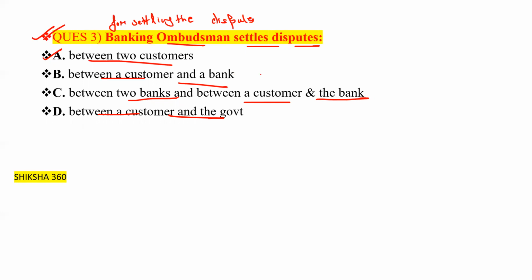Earlier, the Banking Ombudsman also settled disputes between two banks, but later in the year 2006 this was withdrawn. Now the Banking Ombudsman settles disputes only between a bank and a customer. So option B is the correct answer, that is between a customer and the bank. Now move to the next question.